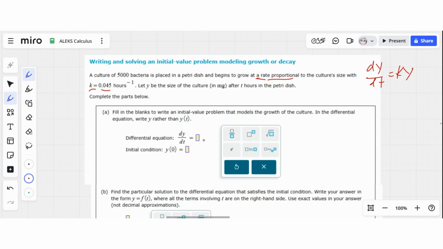So here we want to write the differential equation first. Well, dy/dt equals 0.045 times y, and that's all we need there. And then the initial condition. What is the initial condition? Well, in this case, it says we have 5,000 bacteria and it begins to grow. So this is our starting point. So y of 0, where t, time, is 0, we have 5,000 bacteria in there. Okay, so now we're getting pretty far along here.